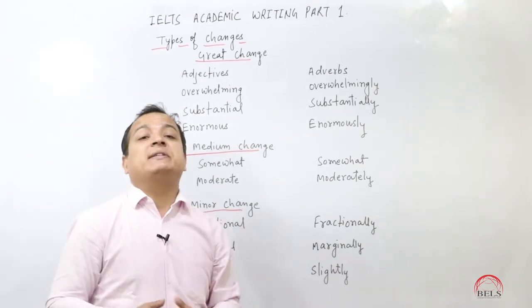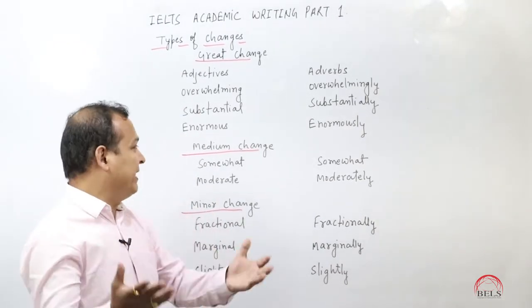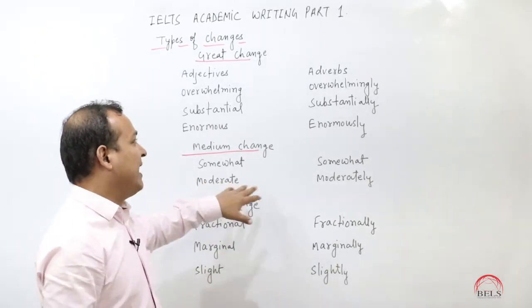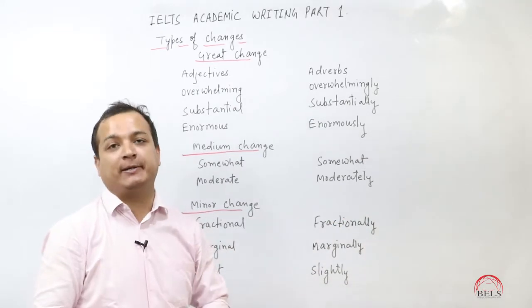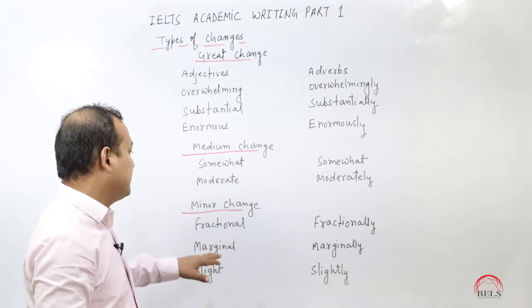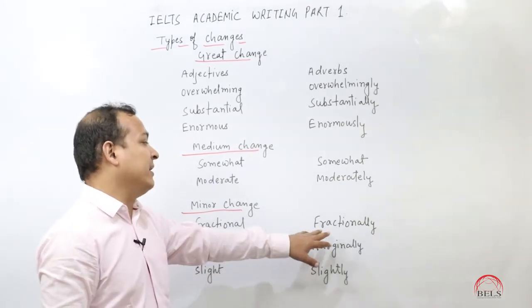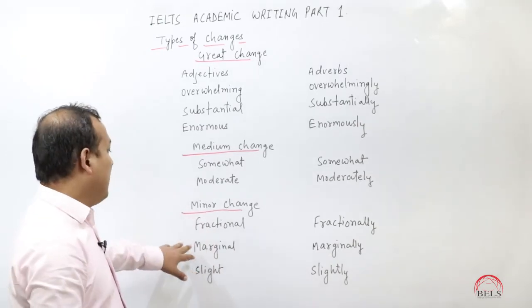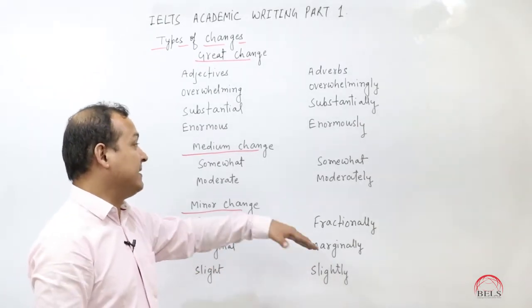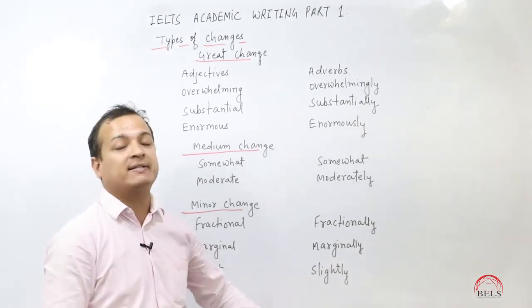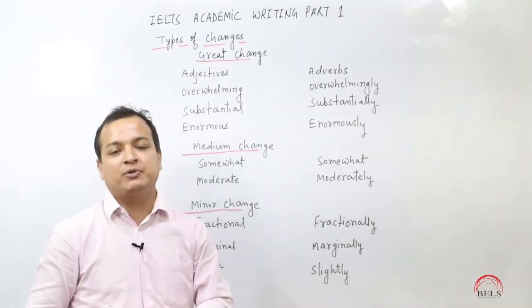Now if there is a medium change, for the medium change you can use somewhat, moderate, and as an adverb you can say moderately. If there is a minor change in the graph, you can simply say a fractional change, or as an adverb, fractionally. Marginal, marginally as an adverb, and as an adjective you can say slight and slightly. So any of these vocabs you can use for the changes.